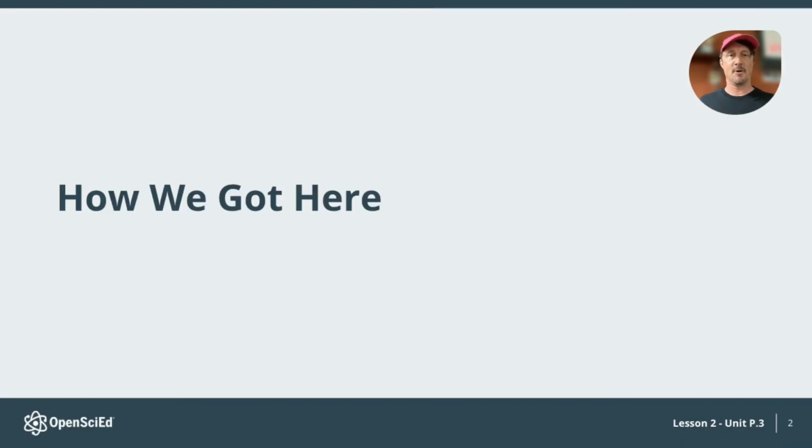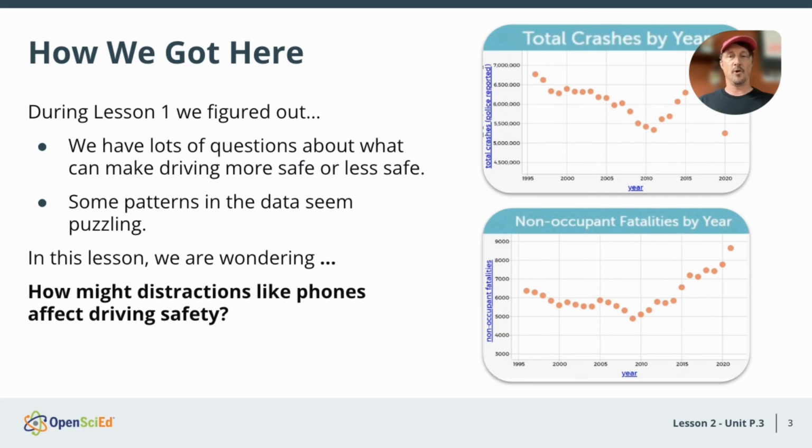First, some details about how we got here. During lesson 1, we figured out that we have lots of questions about what can make driving more safe or less safe. We analyzed graphs, and some of the patterns in those graphs seemed puzzling. For example, the percent of crashes with fatalities or injuries goes down steadily until 2010, and then it starts climbing. This particular pattern points straight to phones and distractions as a primary driver of accidents and pedestrian fatalities. So we're wondering, how might distractions like phones affect driving safety?